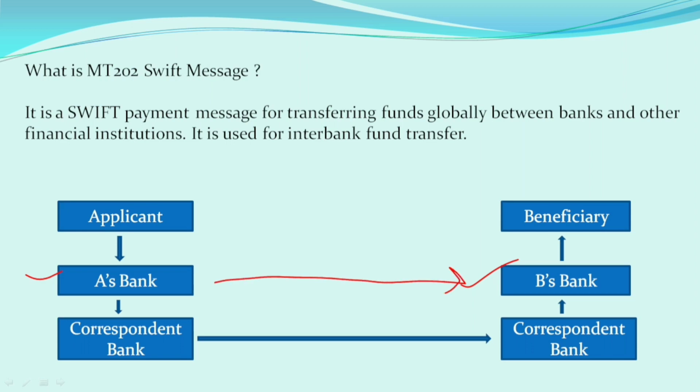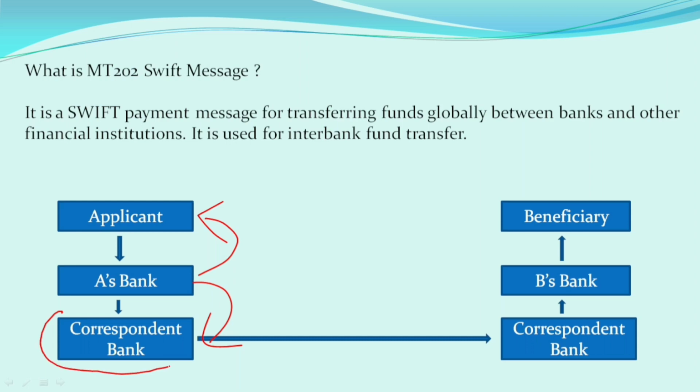A bank cannot directly send the funds to B bank, as A bank is not maintaining any account with B bank. So A bank will debit the applicant's account as per the instruction received from the applicant and credit the funds to its correspondent bank or nostro account. Simultaneously, it will send a message to its correspondent bank instructing it to further credit the funds to B bank.